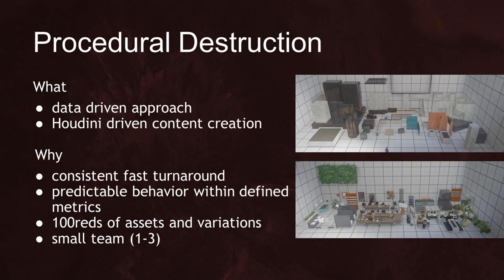That was hundreds, if not thousands, of variations of things. We needed a consistent and fast turnaround, and we needed it to be predictable: as in, you make a thing and you break it, and you make a thing that's almost the same, it should break almost the same way. So that had to be reliable.